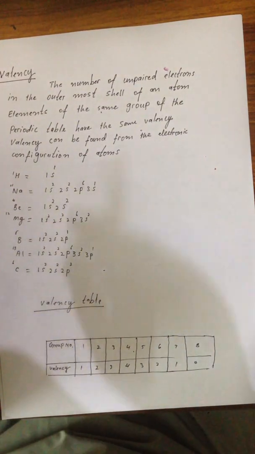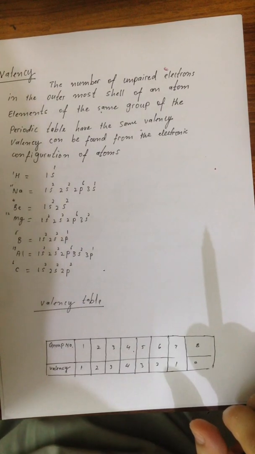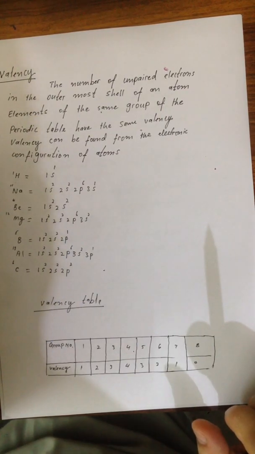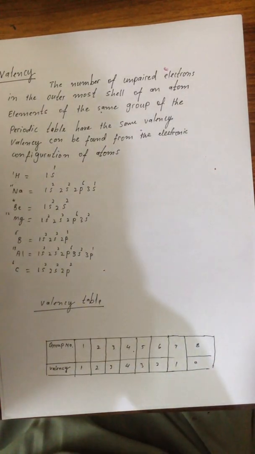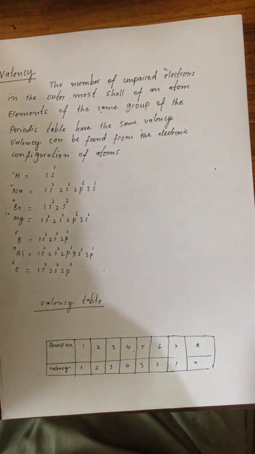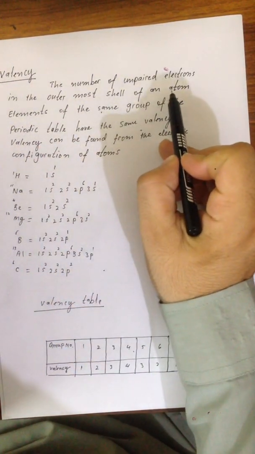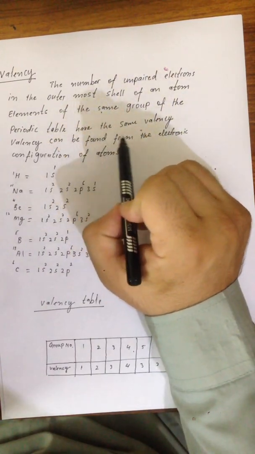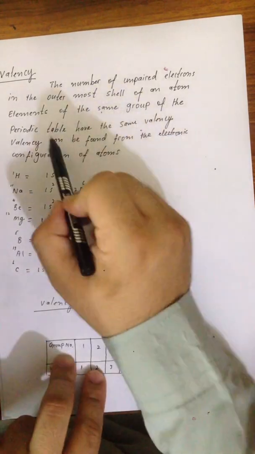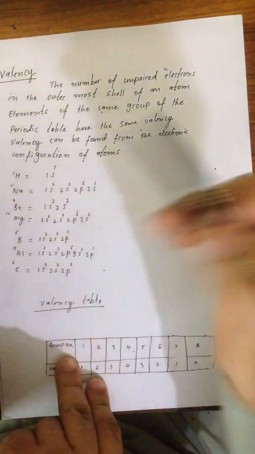Let's talk a little bit about valency, because without prior knowledge of valency, you cannot grasp the concept of hybridization. Valency is the number of unpaired electrons in the outermost shell of an atom. Elements of the same group of the periodic table have the same valency. Valency can be found from the electronic configuration of an atom.